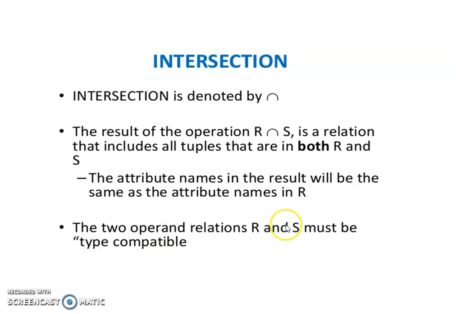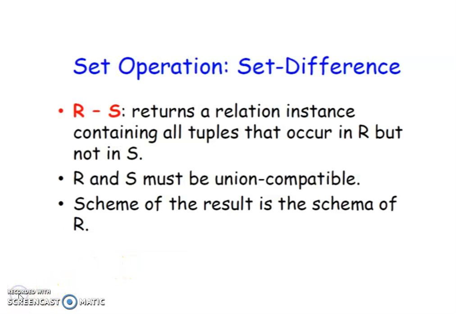The two operand relations R and S must be type compatible. Always remember, it must be type compatible. Now the next type is the set operation, or we can say set difference.